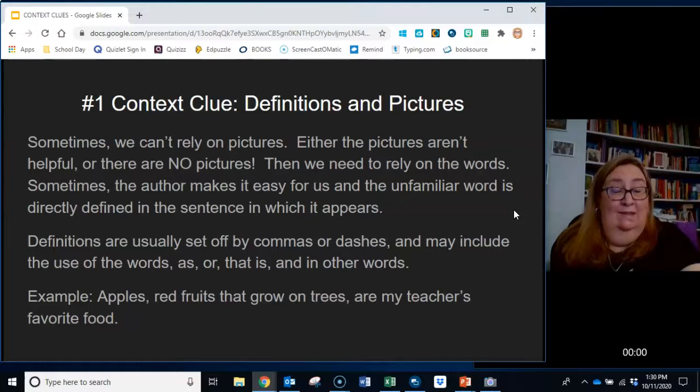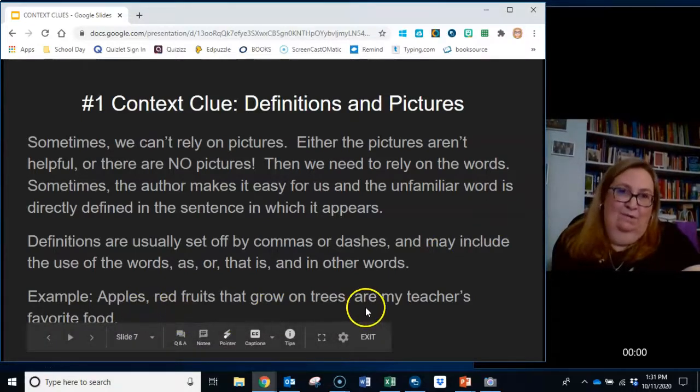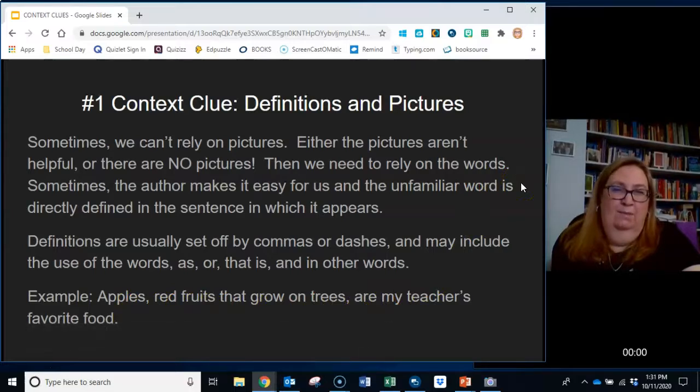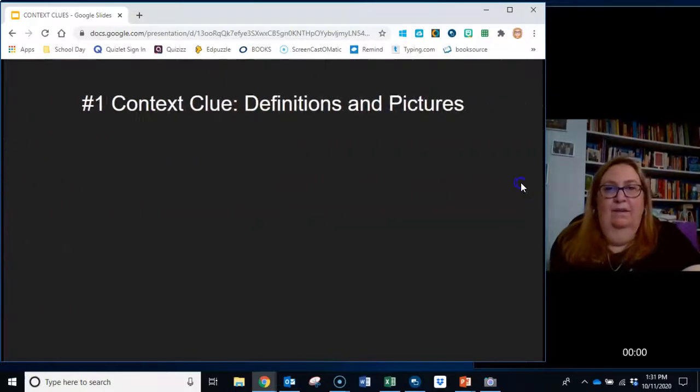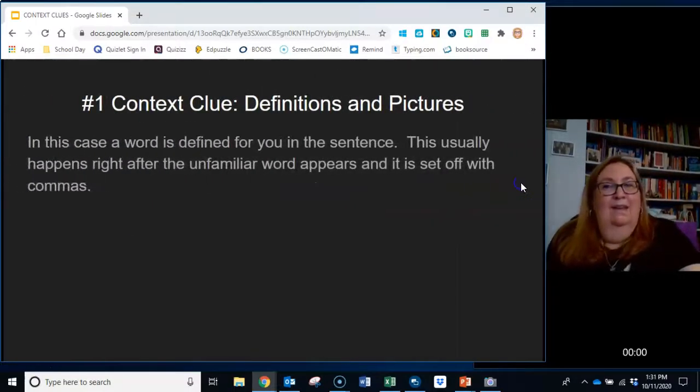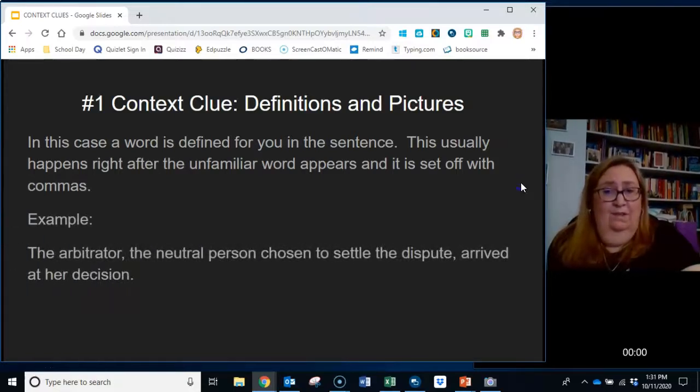But what I want you to see is that it gives you the noun apples, and then there's a comma, and it gives you the definition, and there's a comma, and then it goes on with the sentence. So we don't have to guess what apples are. I don't think we have to guess what apples are anyway, but you get my point. In this case, the word is defined for you in the sentence, and it usually happens right after the unfamiliar word appears, and it's set off with commas.